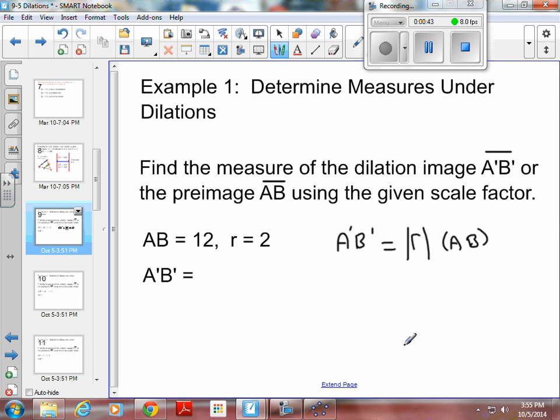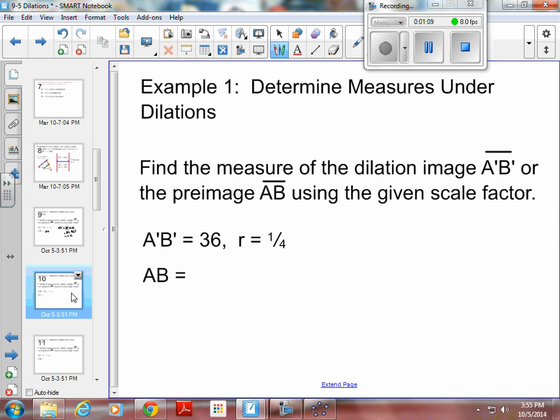So let's fill in what we know. If we know AB is 12, so I put the 12 here. I know the R is 2, so I put the 2 here. And the absolute value of 2 is 2, so this is going to be equal to 2 times 12, and so my distance is 24 units, whatever those units happen to be.